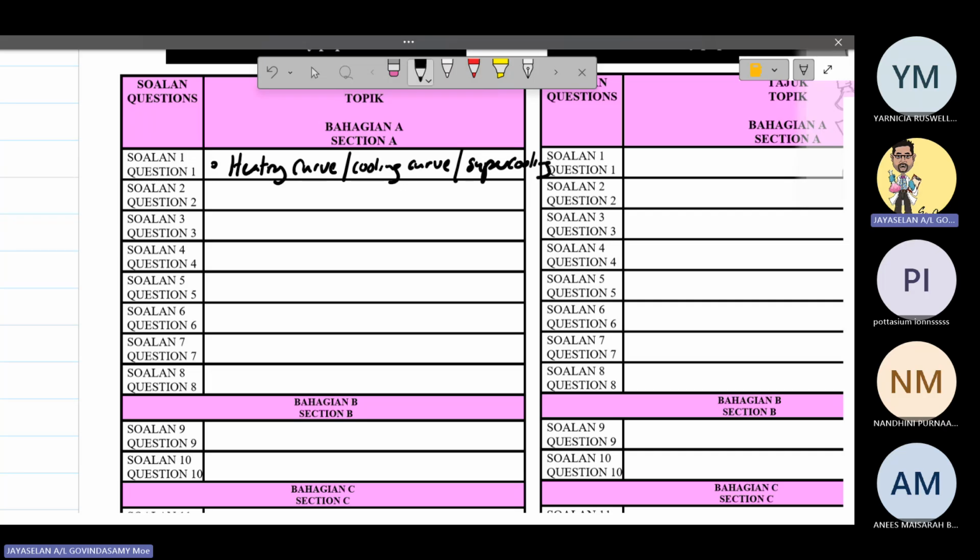Second question, very important. Empirical formula of copper oxide. This experiment has not come out in 4 years. 4 years it has never come out. So this year.